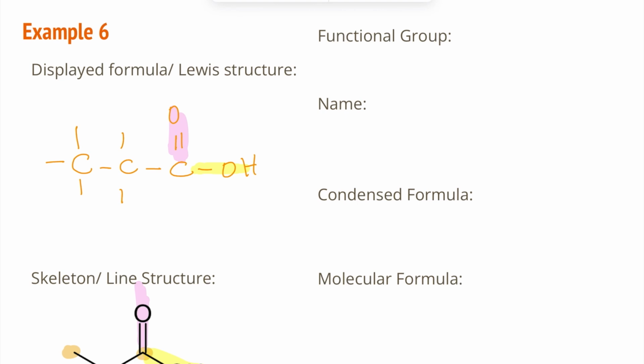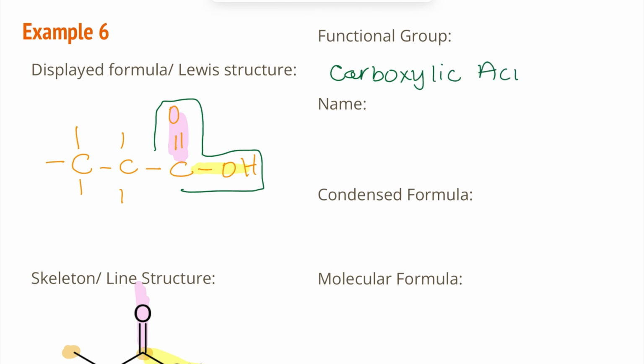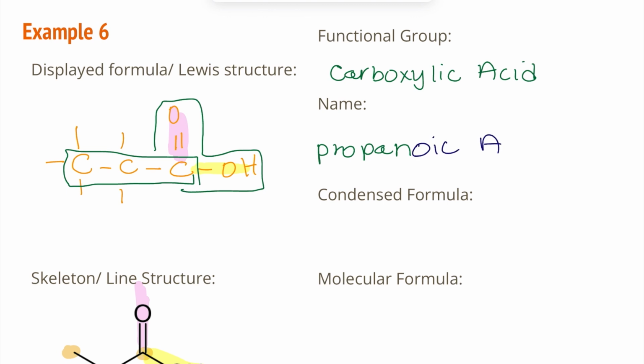As we look at this now, I see that I have a double bonded oxygen and an OH. So when I see both of those, that is my carboxylic acid functional group. So I need to look at what is the length of the chain. Well, this is a chain of 3 carbons, which would be propane, but we get rid of the E, and carboxylic acids, we change that ending to oic acid. So this is propanoic acid.